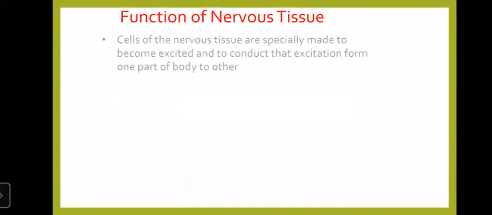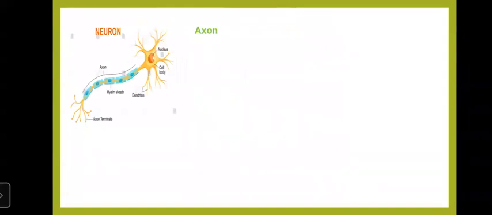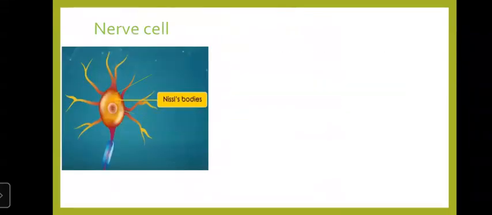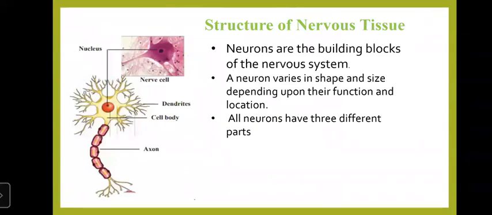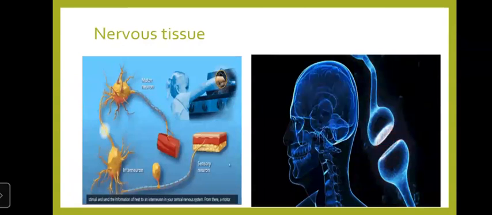Now, the function of nervous tissues. As I said, nervous tissues are very special. They are made to get excited and conduct that excitation from one part to the other part. Here again, I would say just come back to this image.